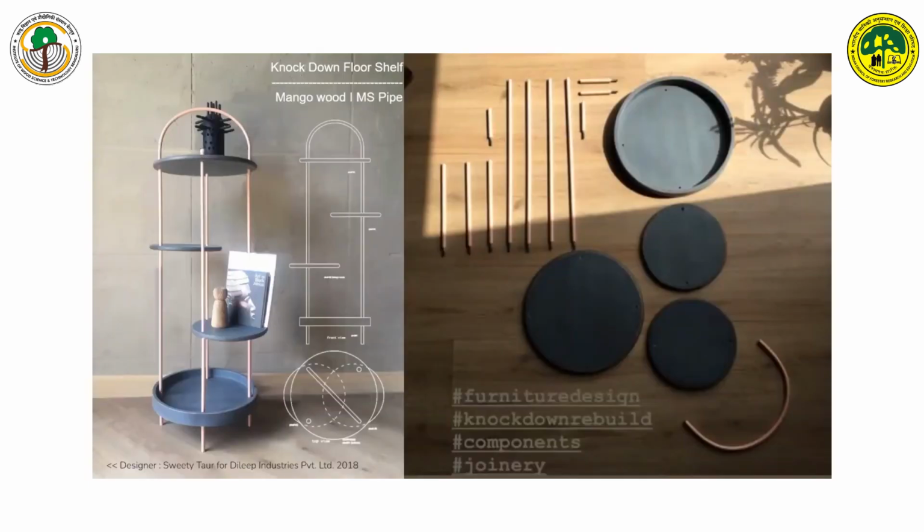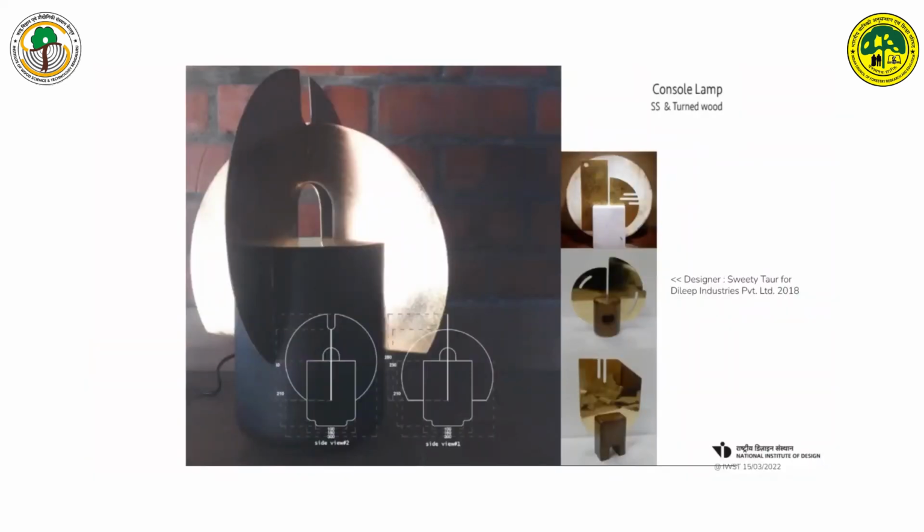More knockdown. This is a knockdown shelving system, which is basically a very small box of flat pack furniture, and you can again assemble it without any tools. It's all self-assembling. Some lamps, the lamp base over here is made out of solid wood.